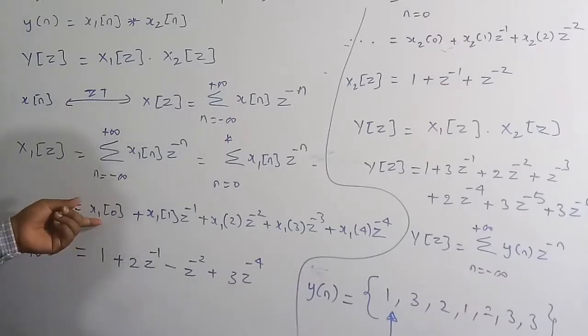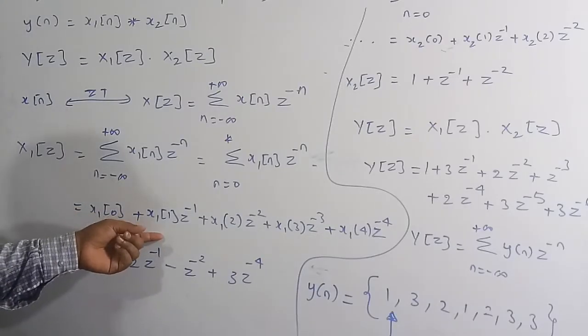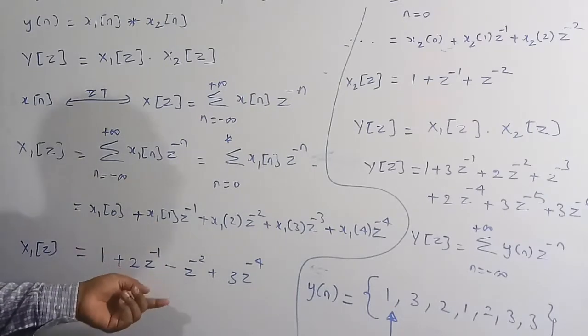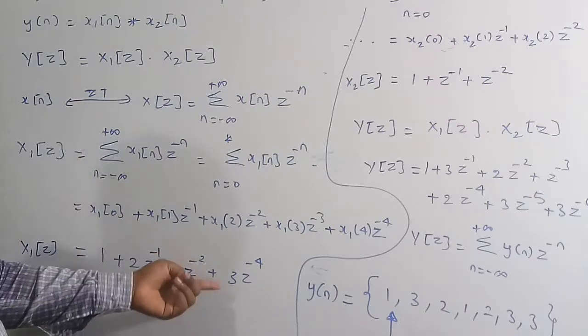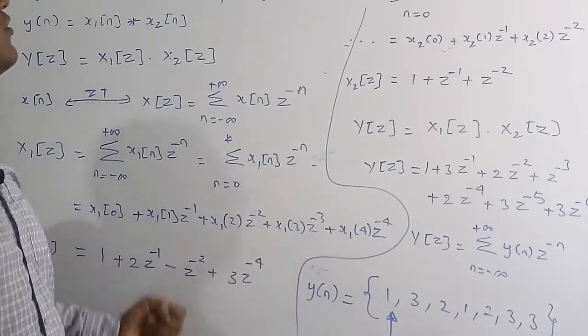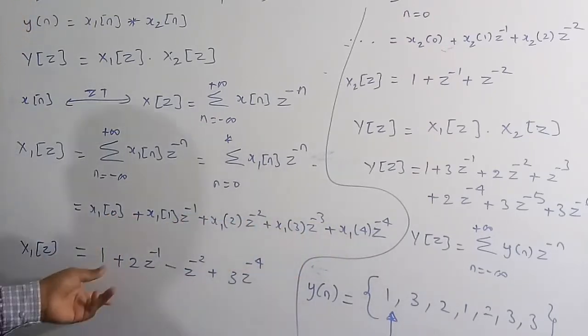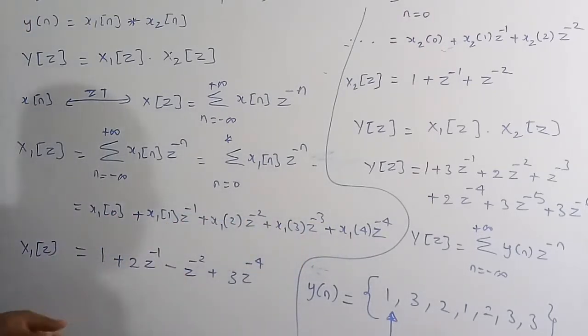We know the values: x1 of 0 is 1, x1 of 1 is 2, x1 of 2 is minus 1, x1 of 3 is 0, and x1 of 4 is 3. After substituting those values, we get this expression, which is x1 of z.